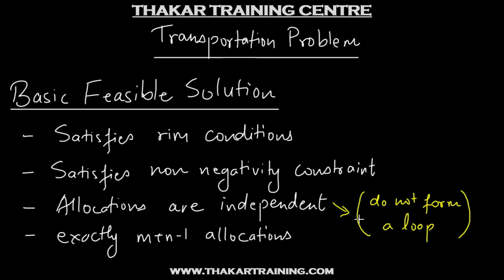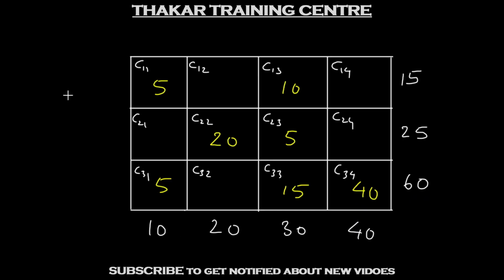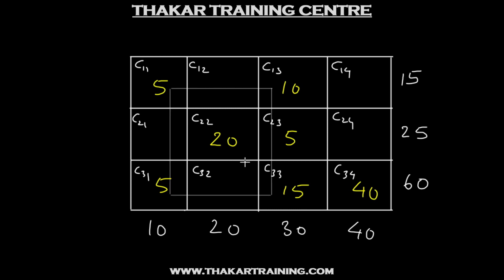Now what do you mean by this condition that the allocations should not form a loop? Let's look at this with the help of an example. Suppose you start with any cell which has an allocation. Now if you move in horizontal and vertical directions alternately, passing through the other cells which have an allocation, and if you can come back to the original cell with which you started, then we say that the solution has a loop. So for example, when we look at this solution, we can identify that there is a loop present in this. And that loop is this.